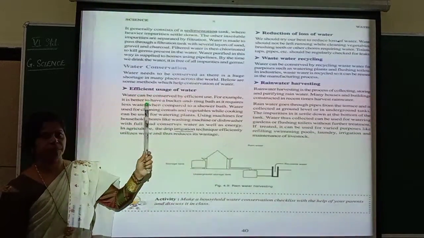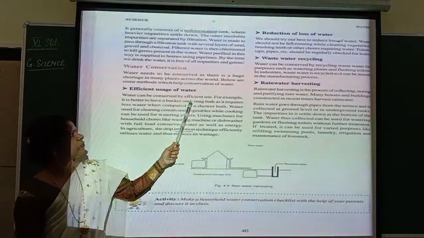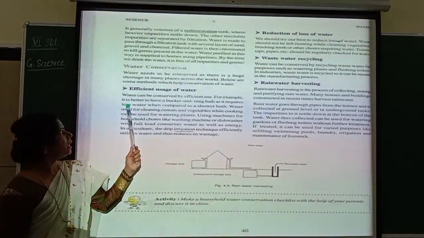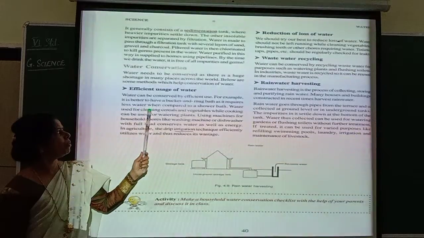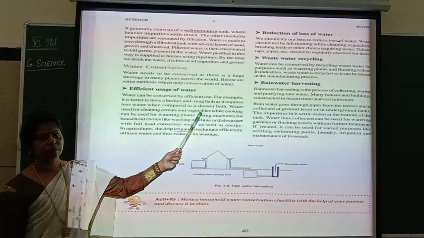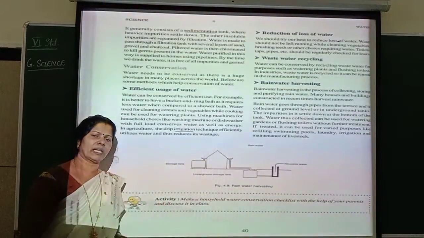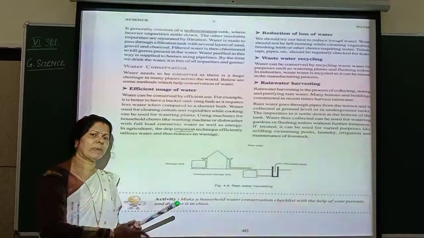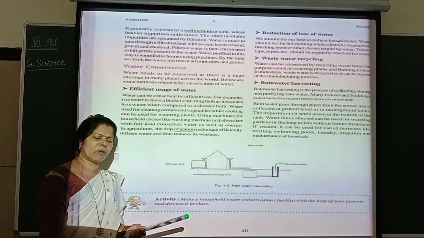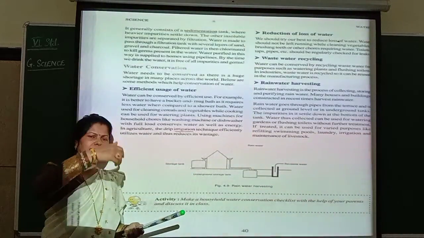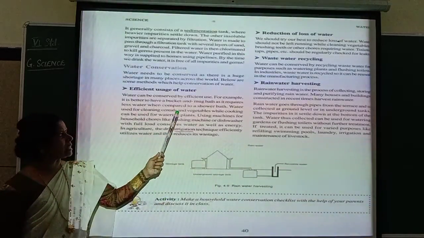Efficient usage of water. How to use this water efficiently? Water can be conserved by efficient use. For example, it is better to have a bucket and mug bath as it requires less water when compared to a shower bath. When you take a shower bath, more water will be going and you will be enjoying that shower bath. Instead, if you take a bucket and a mug, you can take water from the bucket with the mug and pour it. Otherwise, with a shower, more water will get wasted.